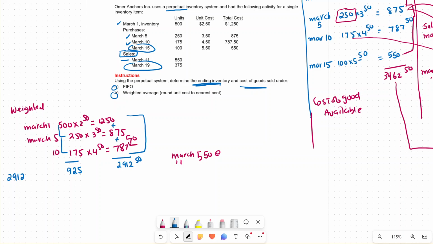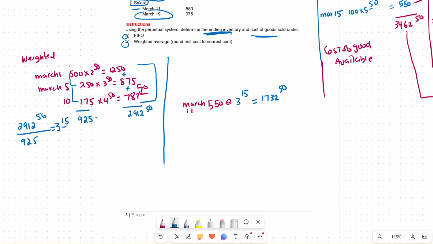How you're going to do it is 291,250 divided by 925. What we're going to get is a weighted average cost, so that is my $3.15. I will sell the units at $3.15. The cost of that inventory will be $3.15. The total value of the inventory that we sold will be $17.35.